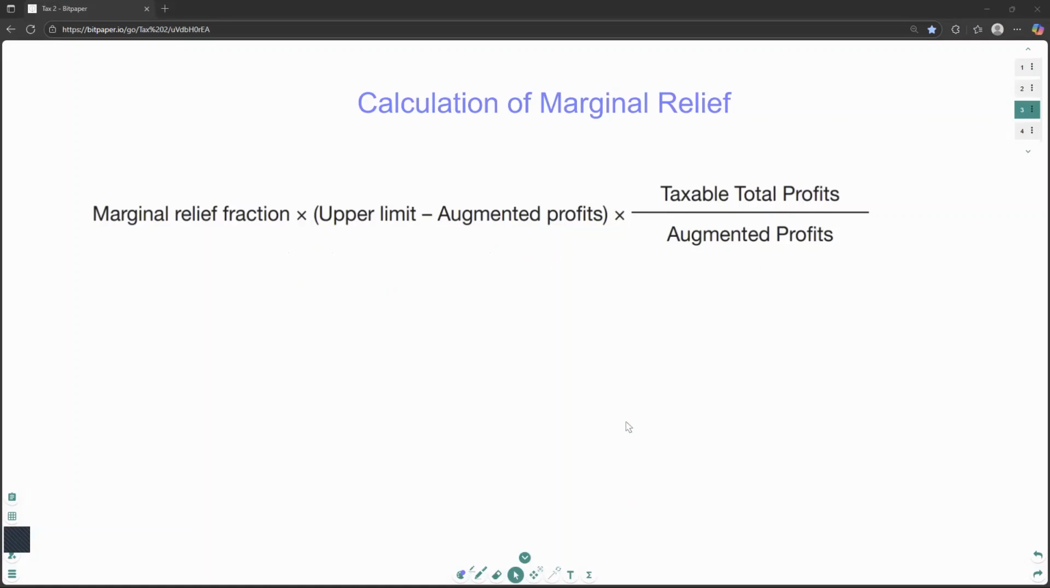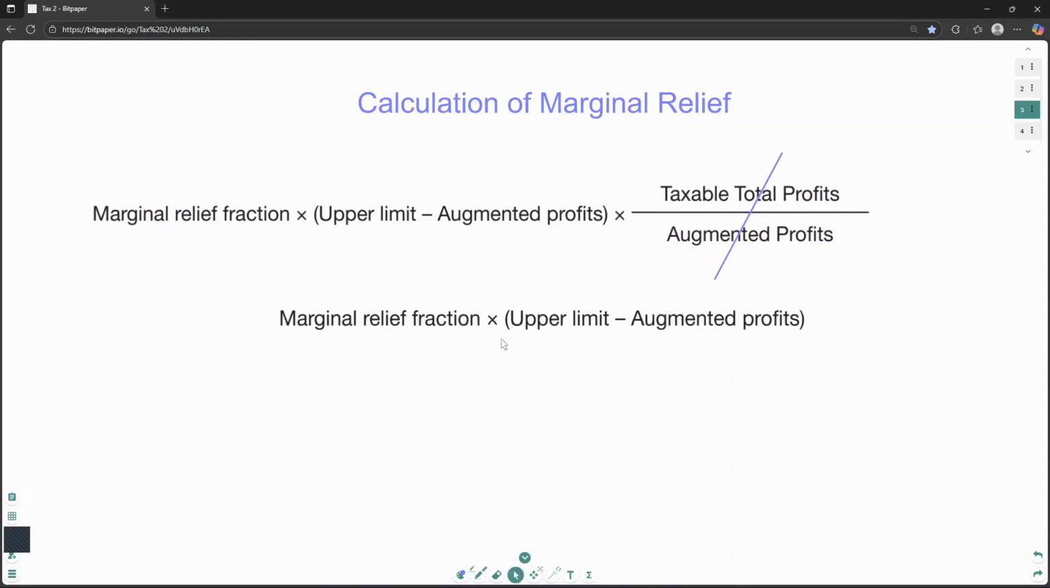But one thing to remember is where there's no dividends from non-associated companies, this formula does get simplified. So if total taxable profits are the same as augmented profits, this fraction becomes 1. So we can therefore get rid of this part of the calculation, and the calculation just becomes the marginal relief fraction times the upper limit minus the augmented profits, which is the same as the taxable profits in our scenario.